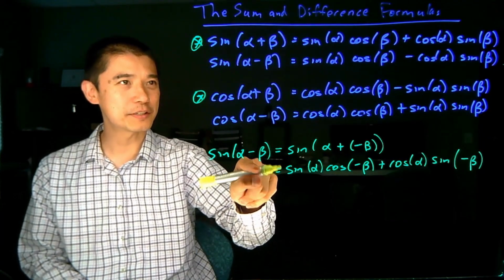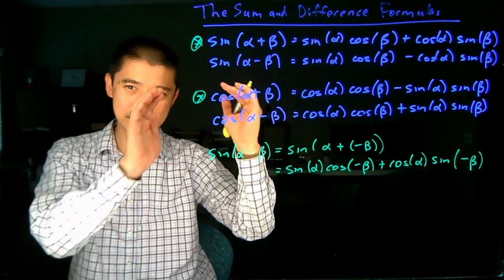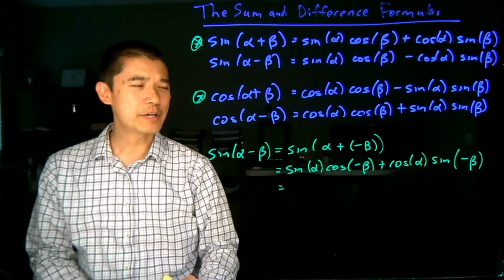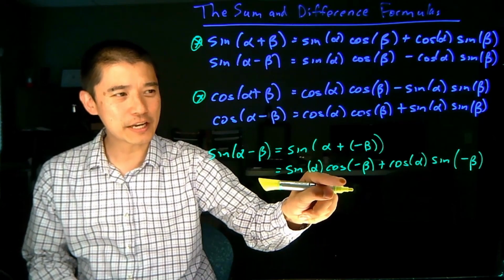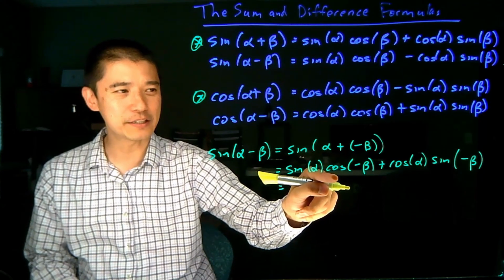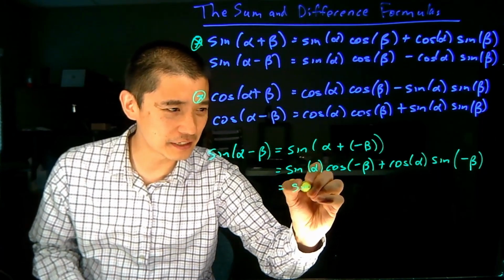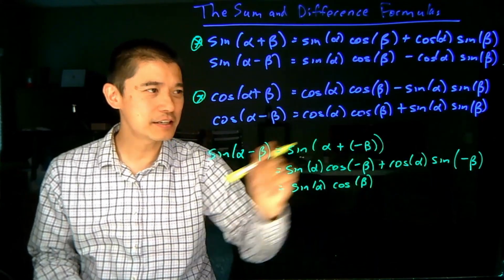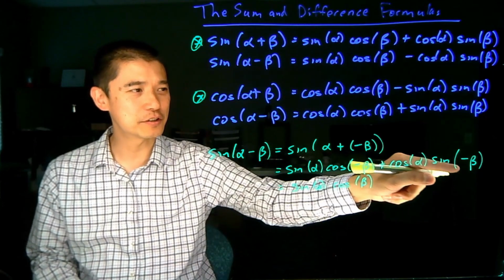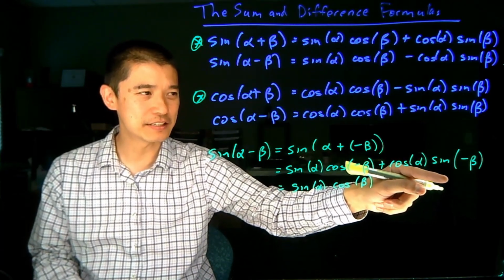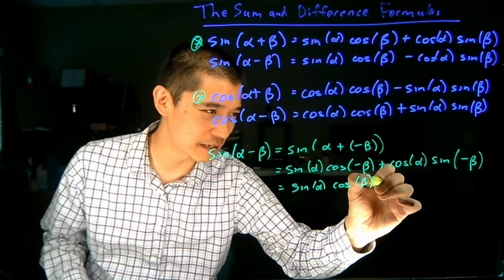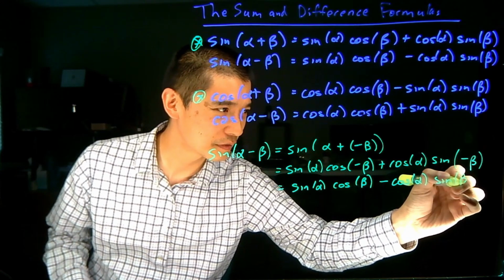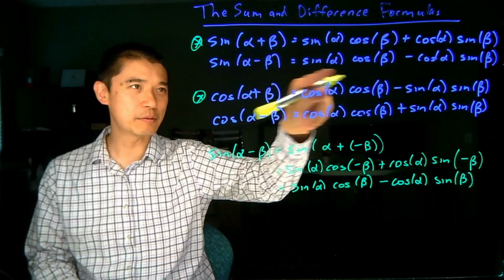Right, so all we did is instead of writing beta, we have plus negative beta, so we put the negative beta in those positions. From here, we use the negative angle identities. Remember, cosine is an even function, so cosine of negative beta is just cosine of beta. So this is sine alpha cosine beta. And here, the sine function is an odd function, so sine of negative beta is negative sine beta. We can pull that negative sine out front. And that gives us exactly what we have up here.